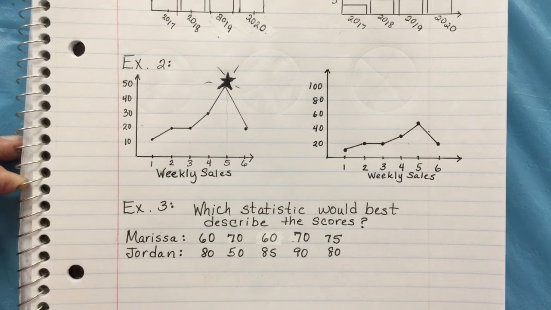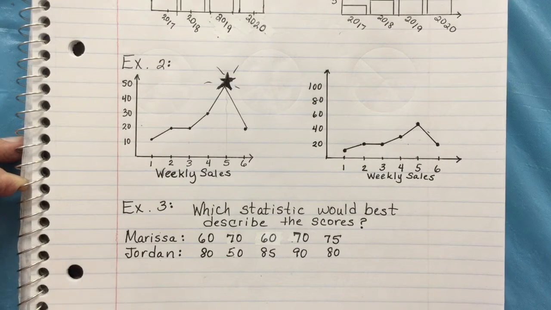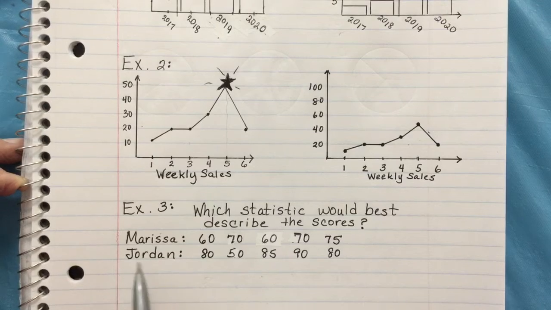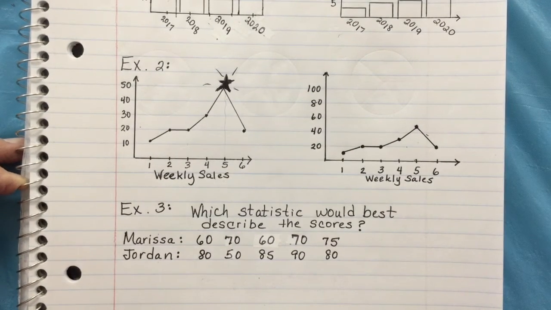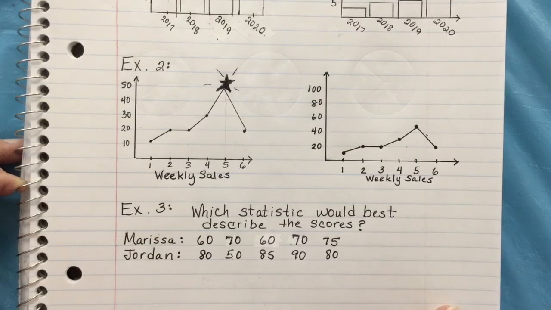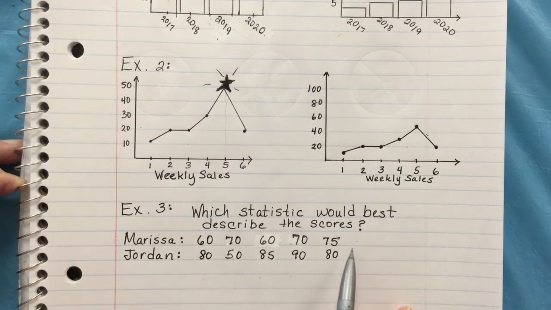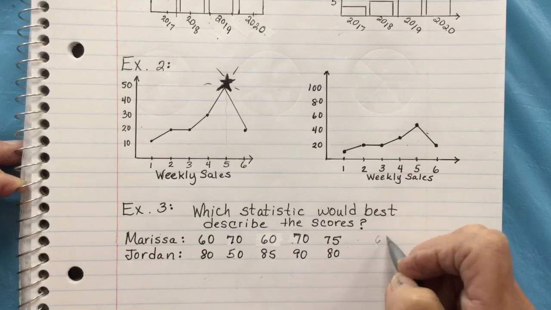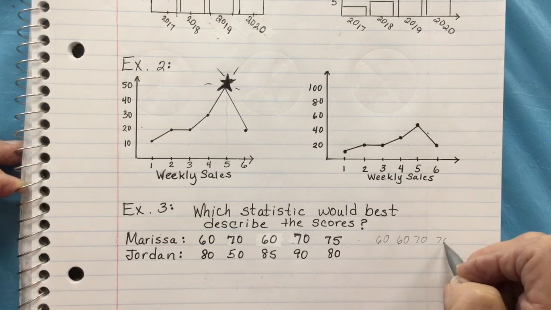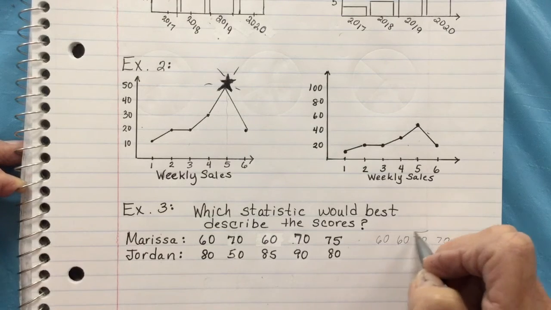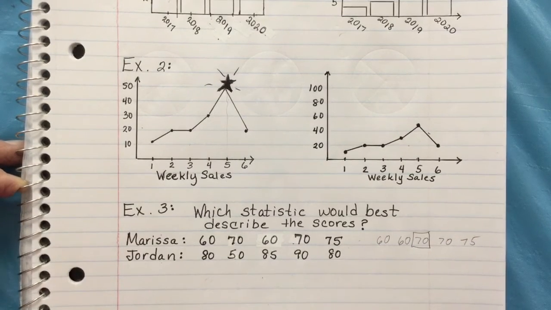All right, and then on the last one, we're looking at the statistics. Now, these are two students, Marissa and Jordan, and they're going to use statistics because they want to make their score, their grade, look as good as possible. So when Marissa looks at her scores, she would probably want to use her median, because if you put these in order, least to greatest, her median is 70.